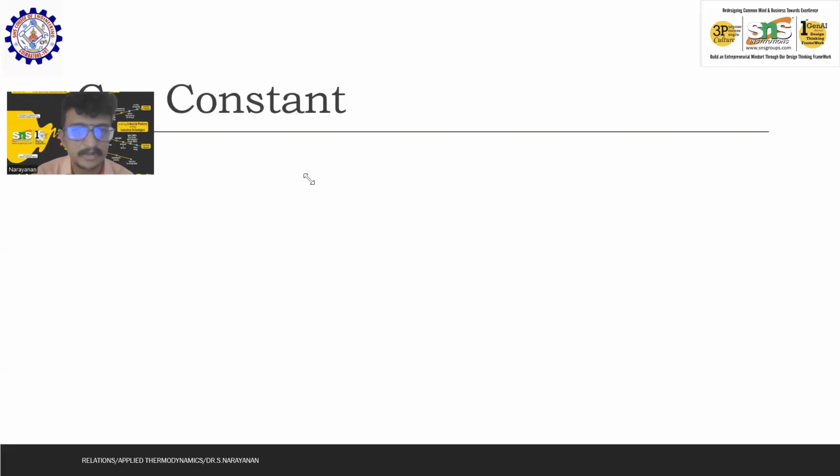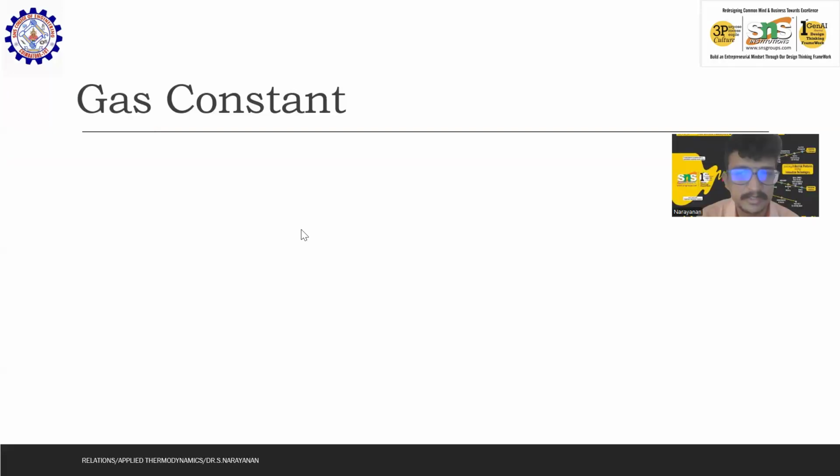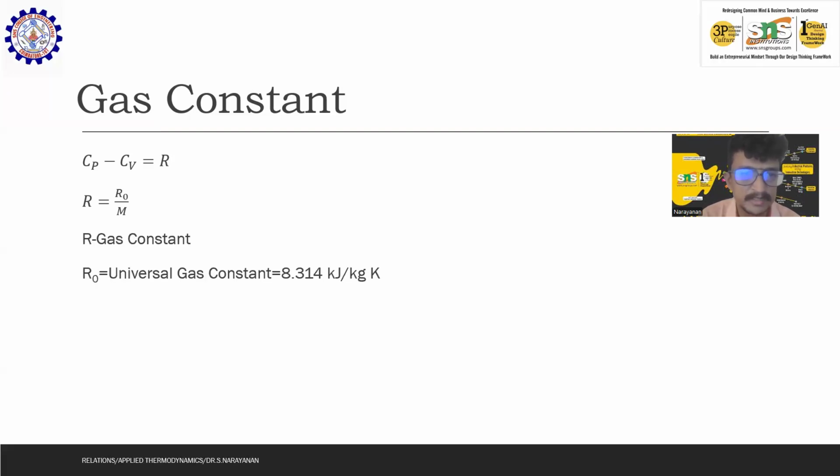So what is gas constant? The gas constant is the difference between these two specific heats, that is, the difference between specific heat at constant pressure and specific heat at constant volume. So Cp minus Cv is equal to R. This gas constant can also be derived as R is equal to R naught by M, where R is the gas constant and R naught is the universal gas constant, that is 8.314 kilojoules per kilomole Kelvin.